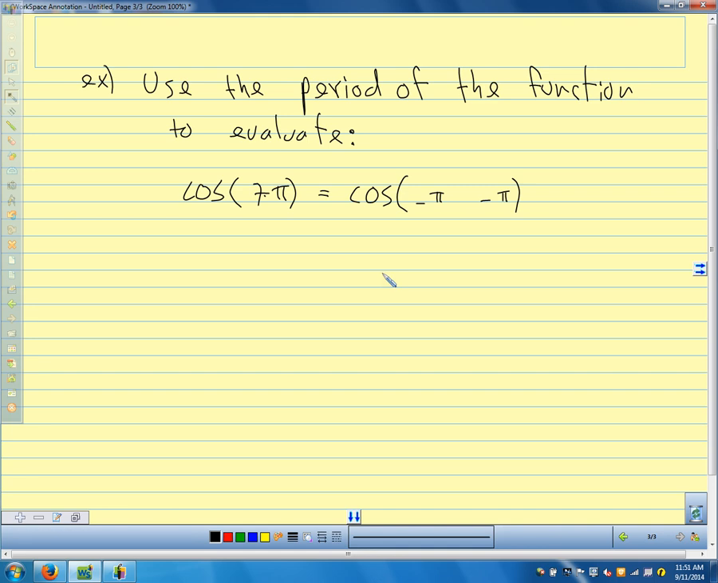What's the closest multiple of 2 pi to 7 pi? 6 pi? How many is 6 pi? It's 2 pi times 3. So 6 pi, and then what do we have to add to get to 7 pi? Plus 1 pi. Well, because cosine is periodic, 6 pi is just taking us around the circle 3 times. So we can ignore that. I'm just going to put the 1 pi there. So that's just equal to the cosine of pi, which is what?